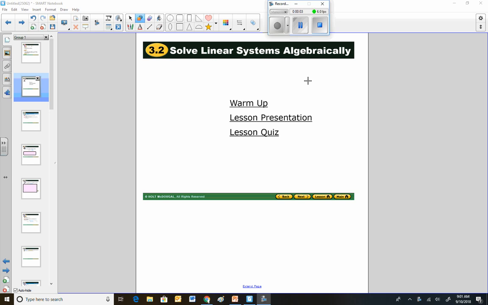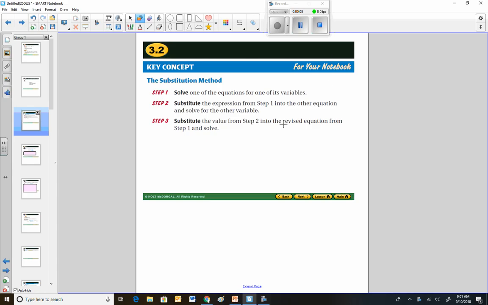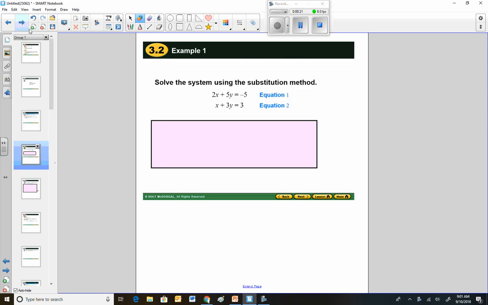Solving linear systems algebraically. There are two different ways we can do this. Let's give it a try. Right now we're going to learn the substitution method. The substitution method is where you solve one of the equations for one of its variables. Then you're going to sub that in. Let's take a look at what that actually looks like, because that's usually easier.